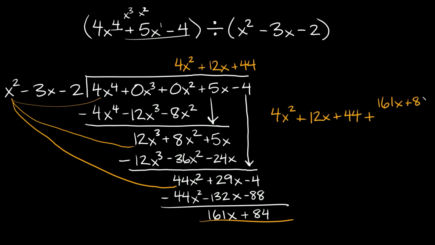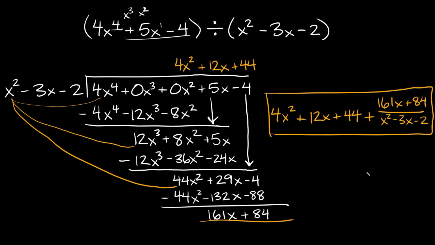161x plus 84. And that's going to go over our denominator, which is the same thing that we divided by the entire time, which is this guy out here, right? So x squared minus 3x minus 2, right? So that would be your final answer, boom, right there.